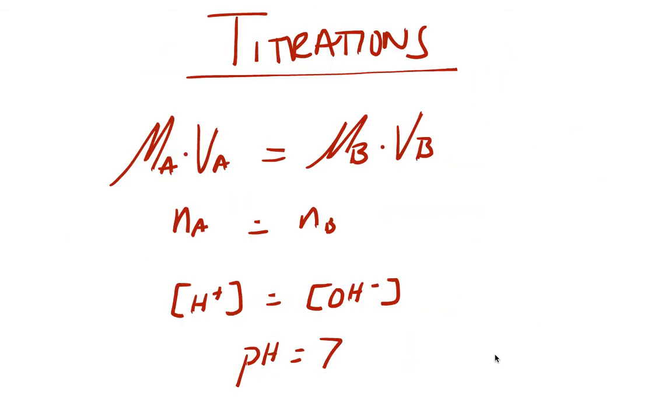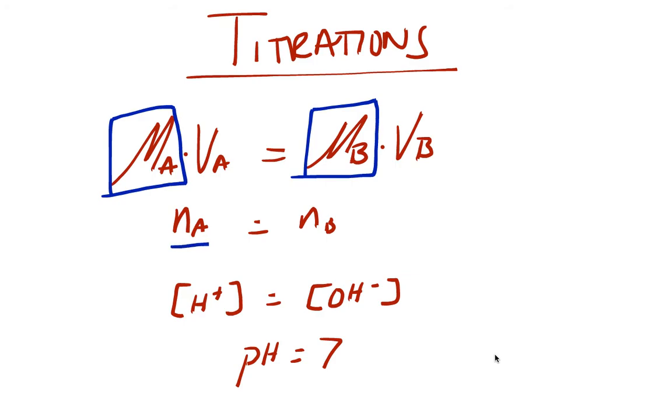Final thing has to do with titrations. Titrations has to do with finding an unknown molarity, either the molarity of an acid or the molarity of a base. Now remember, molarity times volume equals moles. So when we titrate, we're basically getting equal numbers of moles of A and moles of B, and that's what we call the equivalence point.